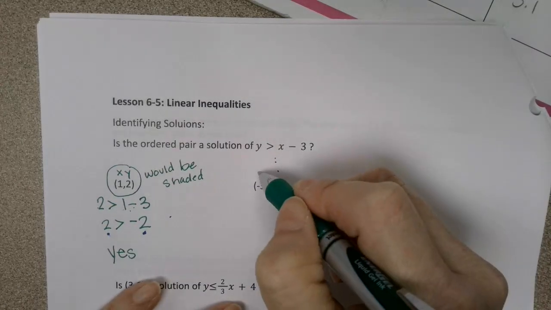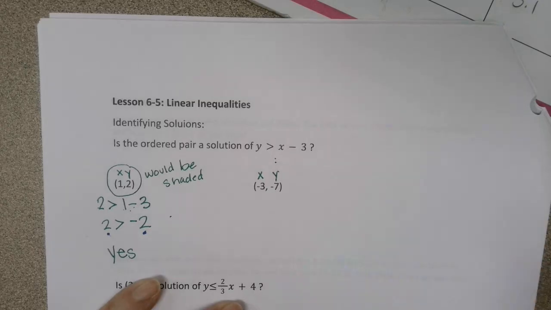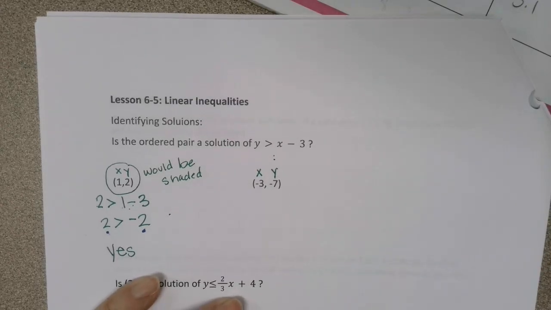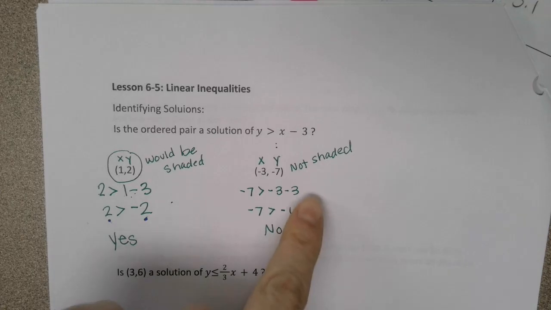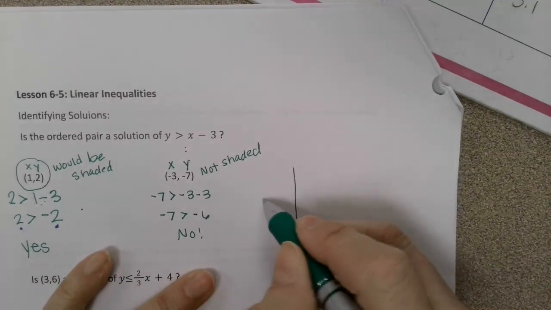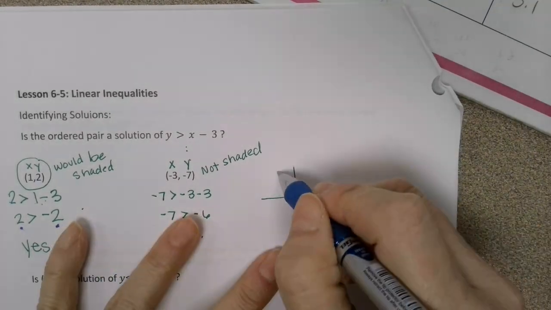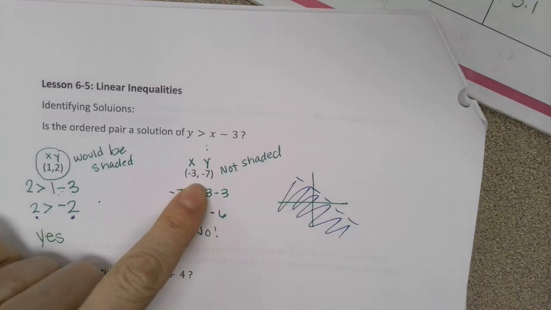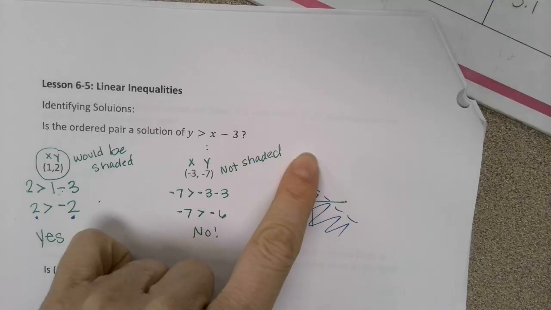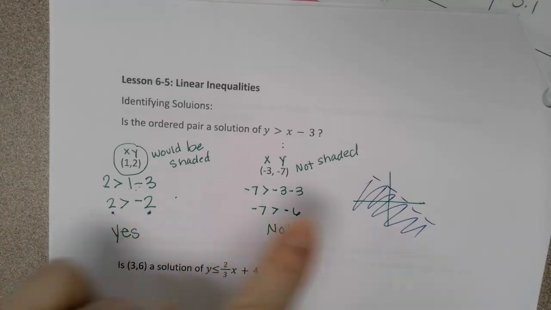All right, now I want you guys to plug in x and y, and then we'll check your work in just a second. Pause the video. Your answer should be that it would not be shaded because negative 7 is not greater than negative 6. So if you were looking at a graph that was an inequality, and you had a line there and a shading, what you just found out is that this point would be on the unshaded part of the line. This point would be on the shaded.